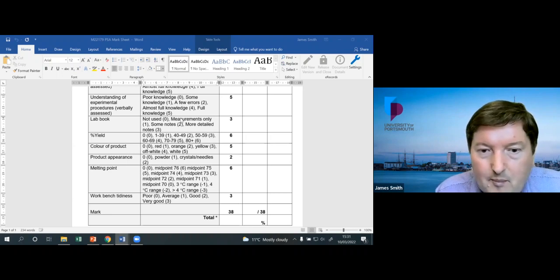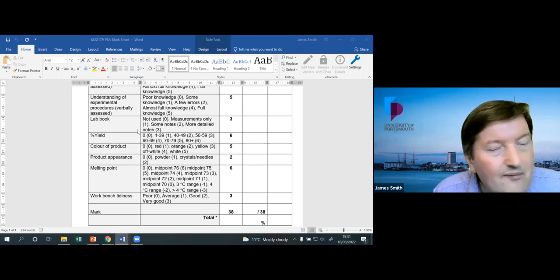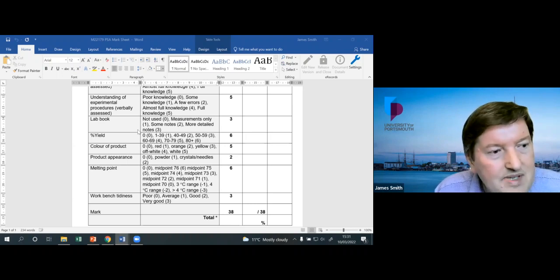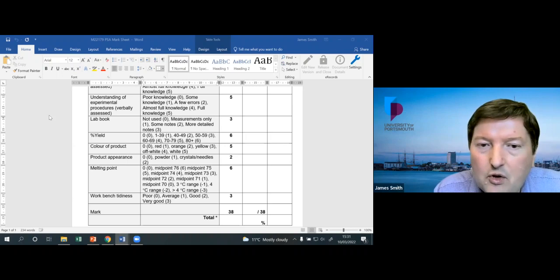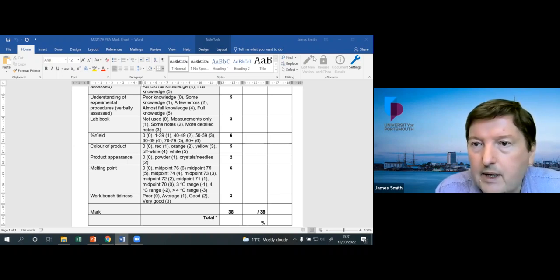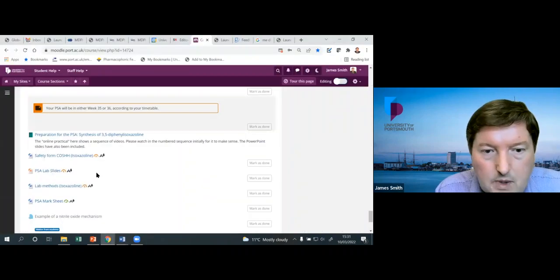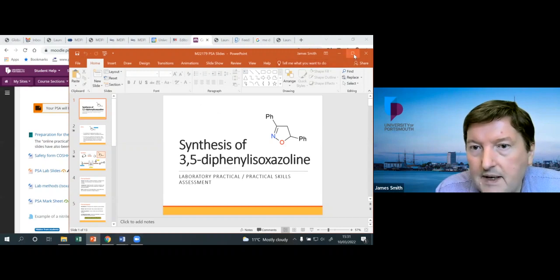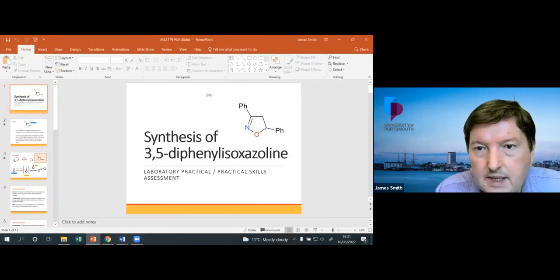So it should be a fun practical, but just be aware of what's being assessed. And there's always something you should be doing. I don't think there'll be a time when you're not doing anything during the experiment. Even if you're waiting for something to heat up or cool down, there's still something you can be recording or preparing for the next stage. Righty-ho. Next one. Let's go through what you can actually do now. This will probably be the last set of slides.